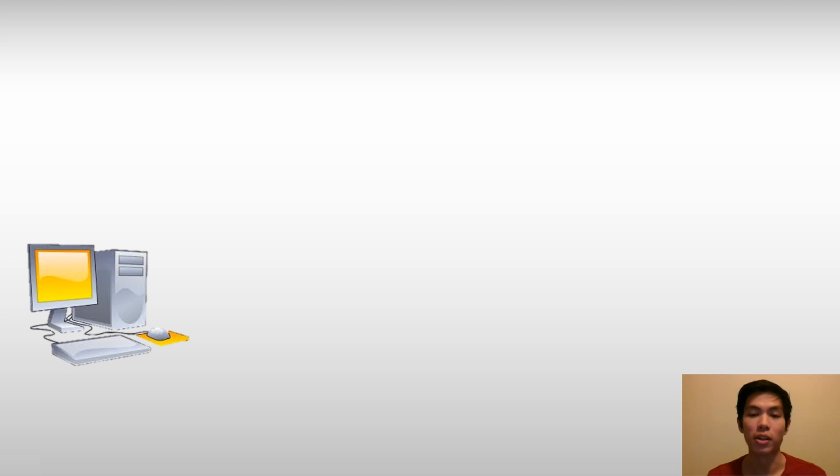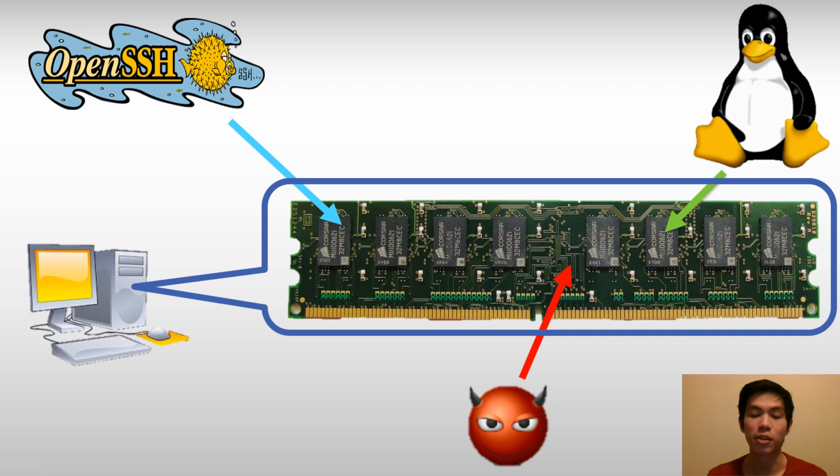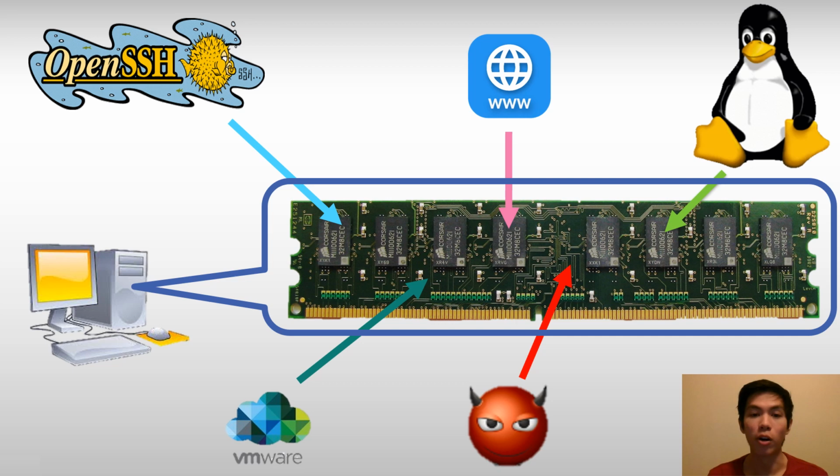A computer's main memory is a highly shared resource. Here we have a memory stick, and on a typical machine, this stick might be shared across an OpenSSH server, an unprivileged user, the Linux kernel, a web browser, and even a hypervisor. Note that all of these processes share the same physical memory module.